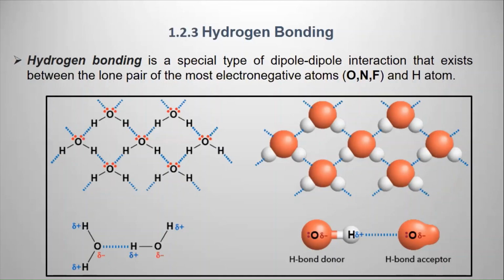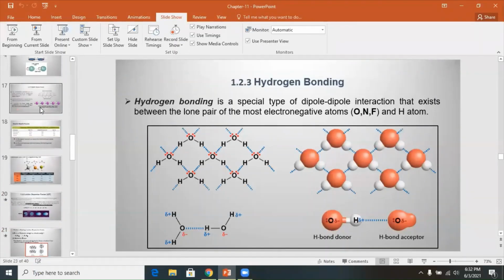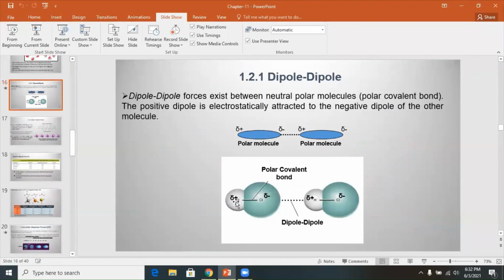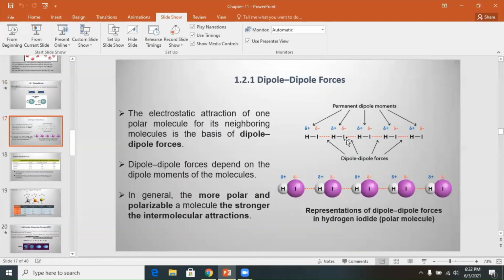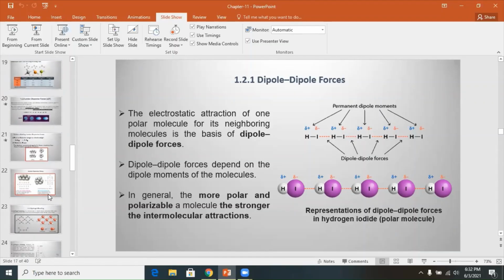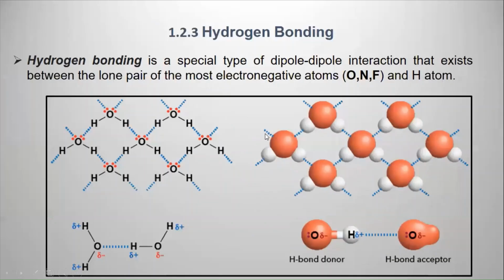So HCl, if I go back to this, why did we not call it hydrogen bonding? Because chlorine is not one of these atoms. It's oxygen, nitrogen, or fluorine. Why, with HI, did we not call it hydrogen bonding? Because again, you don't have these three unique atoms. And these three unique atoms are nitrogen, oxygen, and fluorine.